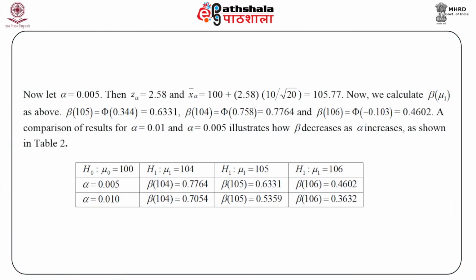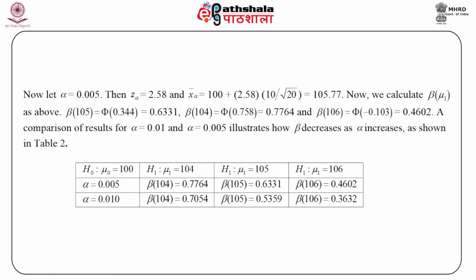So students, now let alpha be equal to 0.005, then z alpha is equal to 2.58 and x bar alpha is equal to 100 plus 2.58 into 10 by root 20, which comes out to be equal to 105.77.